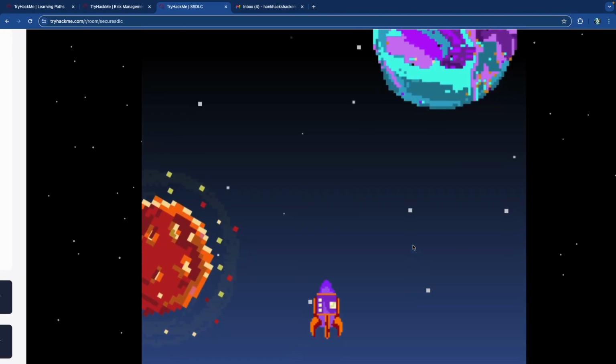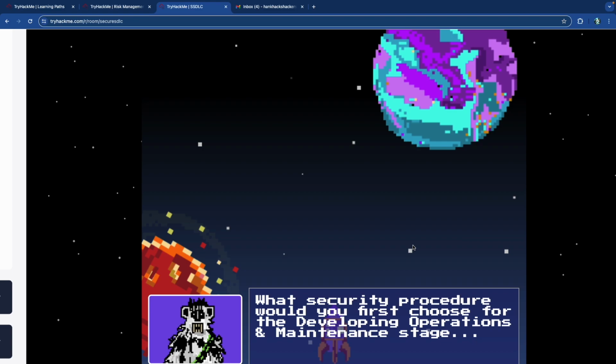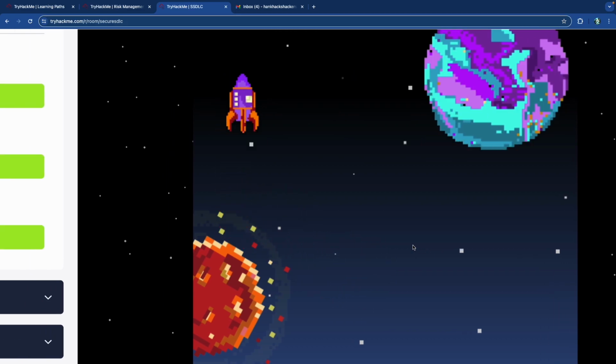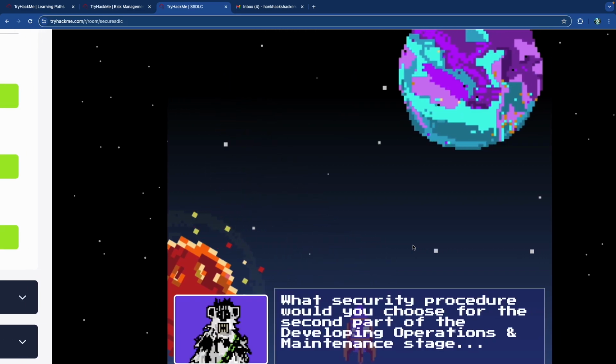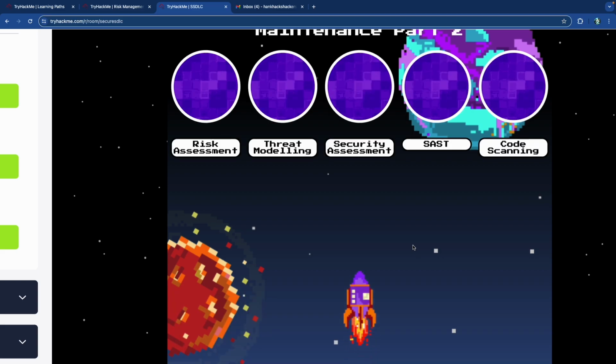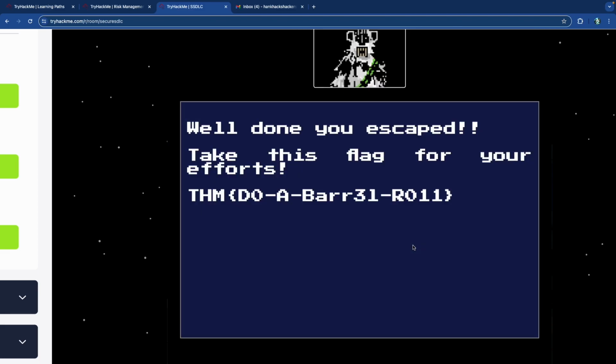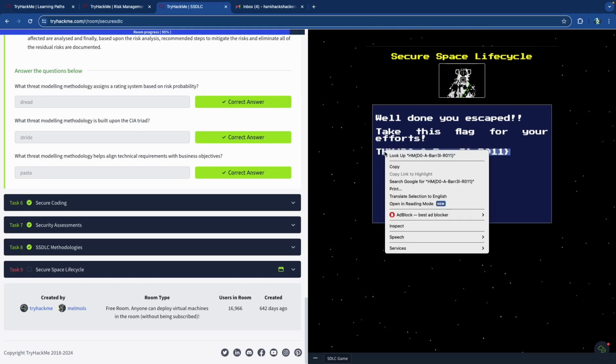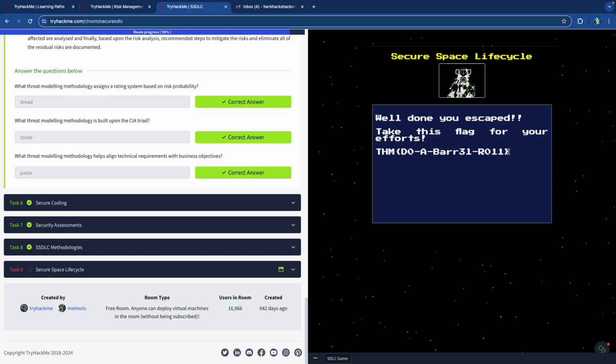Okay. And then we're going to do the first part of development operations and maintenance, which is going to be the security configurations, so security config. And then the second part of this would be the assessment, security assessment. That's it. Oh, okay, thank God. And that was the last question. My God, I did that so many times. That's so crazy. Okay, so there we go.